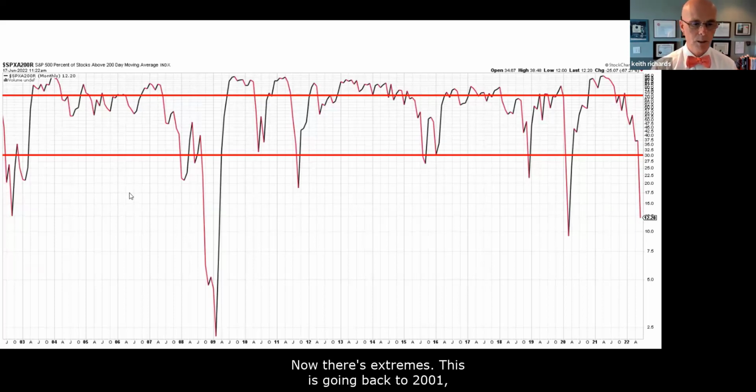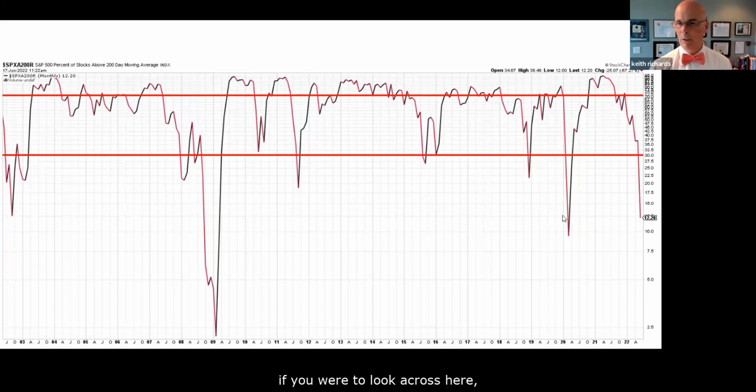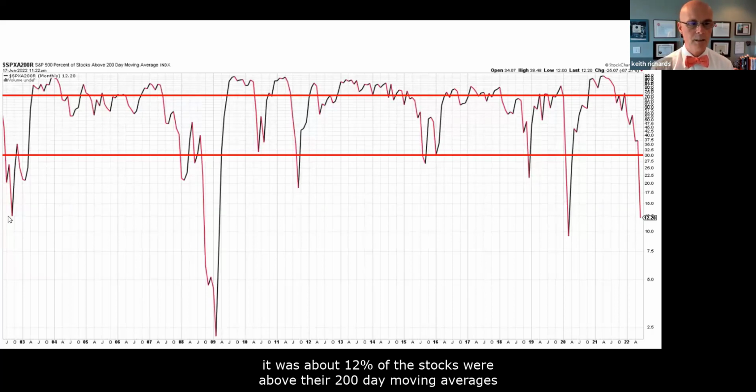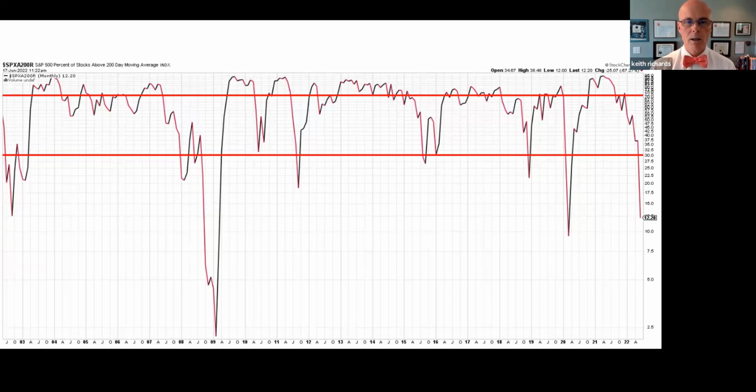Now, there's extremes. This is going back to the 2001, 2002 crash. And you can see that back then, if you were to look across here, it was about 12% of the stocks that were above their 200-day moving averages. And the balance of the S&P 500 stocks were below their 200-day moving averages. So it was an oversold market. And of course, the market, as everybody knows, reversed after the 2002 lows and went on to new highs.